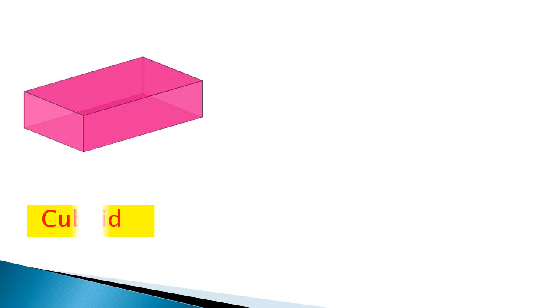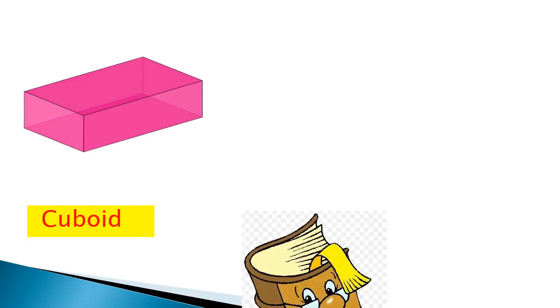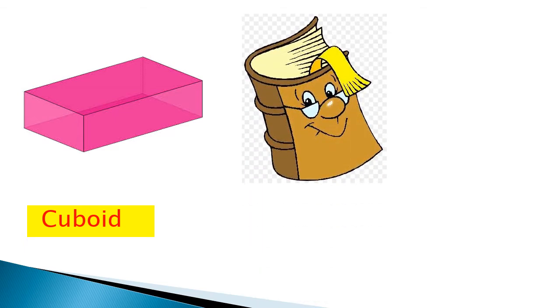Now we are going to learn the second solid and its name is cuboid. Its name is what? Cuboid, okay? Where can we find a cuboid? Look at this book. The book is like a cuboid, okay? Also look at this. What is this? Matchbox. Yeah, a matchbox is like a cuboid, okay?